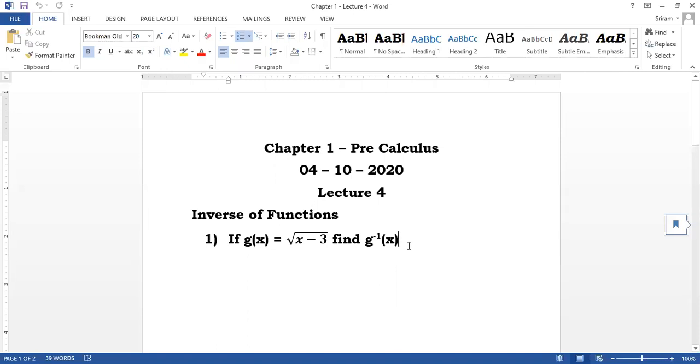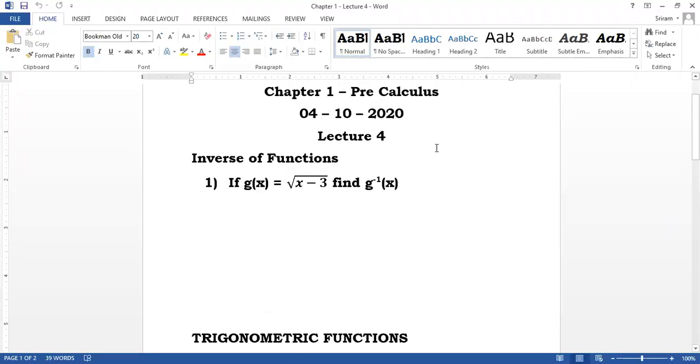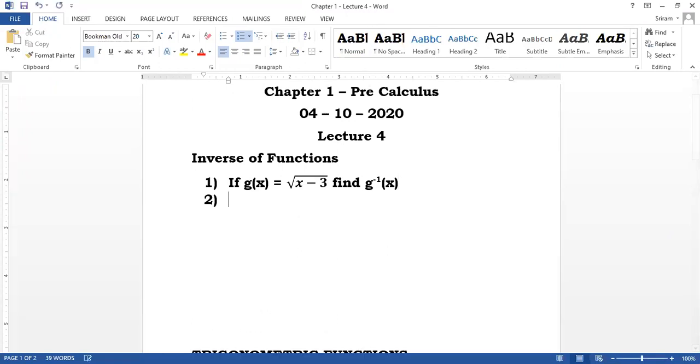For example, I have a function: g of x is equal to root x minus 3. Find g inverse of x. Now I am going to find what is g inverse of x. How to find this? This is a very, very simple idea. I am going to assume g of x as y.